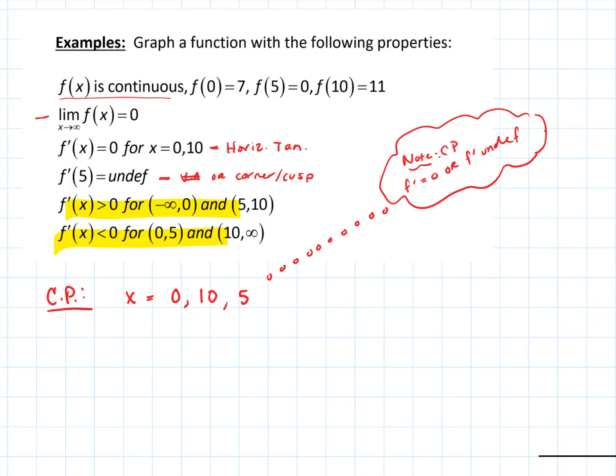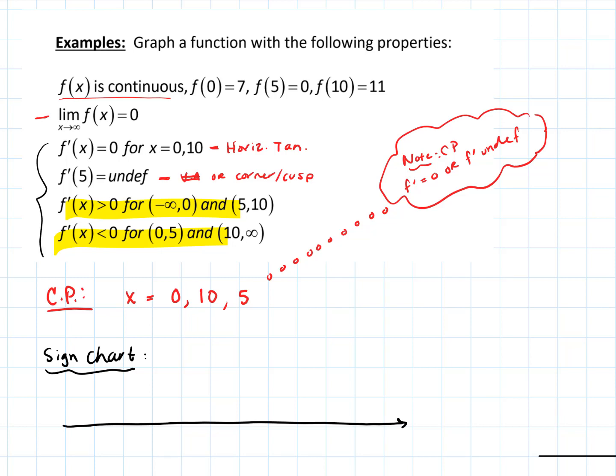Okay, so once I have my critical points, I could make a sign chart, and I want to make a sign chart. It's going to help me to graph this. If I know where the function's increasing and decreasing, I'll be able to graph this a little easier. So I'm going to use a sign chart because it's just a lot of information about the derivative.